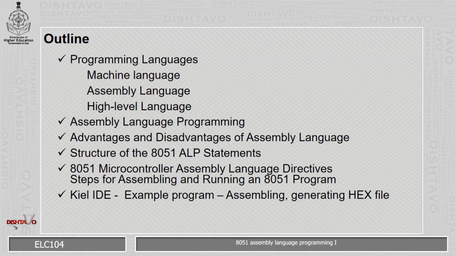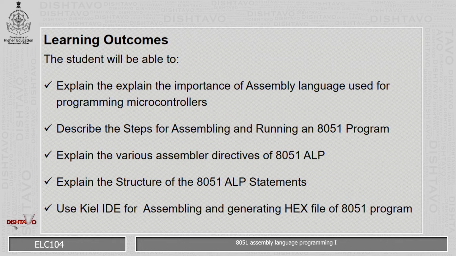In this particular module, we are going to study the different types of programming languages, such as machine language, assembly language, high-level language, assembly level language programming. Then we are going to see the advantages and disadvantages of assembly language, the structure of 8051 assembly language statements, then 8051 microcontroller assembly language directives, and steps for assembling and running an 8051 program. Lastly, we are going to see how to use the Keil environment, that is Keil IDE, for assembling and generating a hex file.